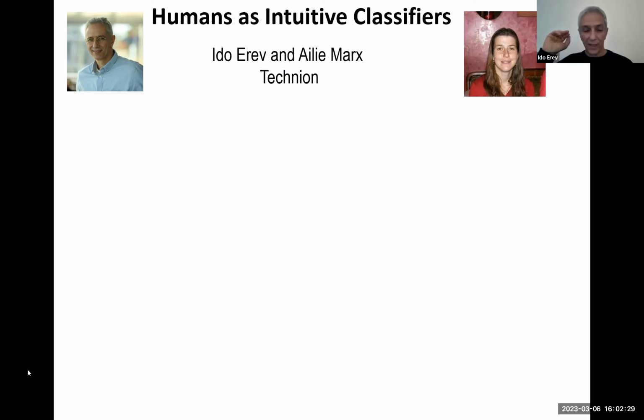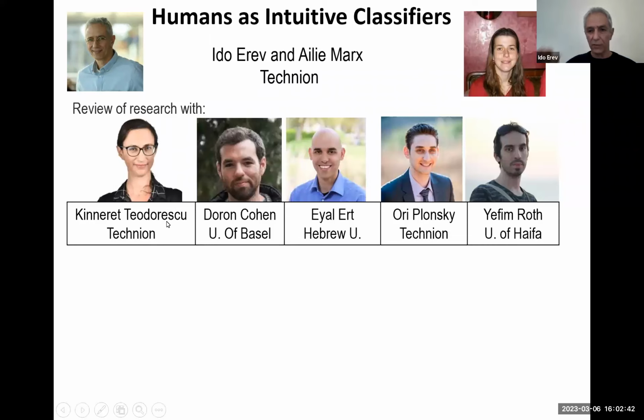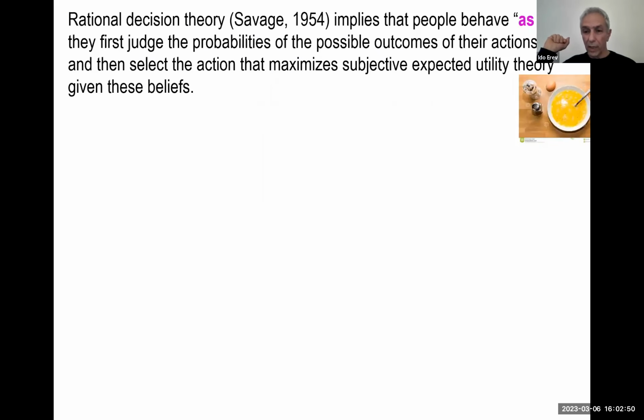Thanks, Carlos, for the invitation and the nice introduction. I would like to present a paper with Ellie Marks, that you can see her picture here. It's a review paper that reviews much of my research in recent years, conducted with Kinneret, Doron, Eyal, Uri, and Yafim. The starting point of our research is an observation of a gap between basic rational decision theory, Savage's theory, and the way psychologists and behavioral economists use it.